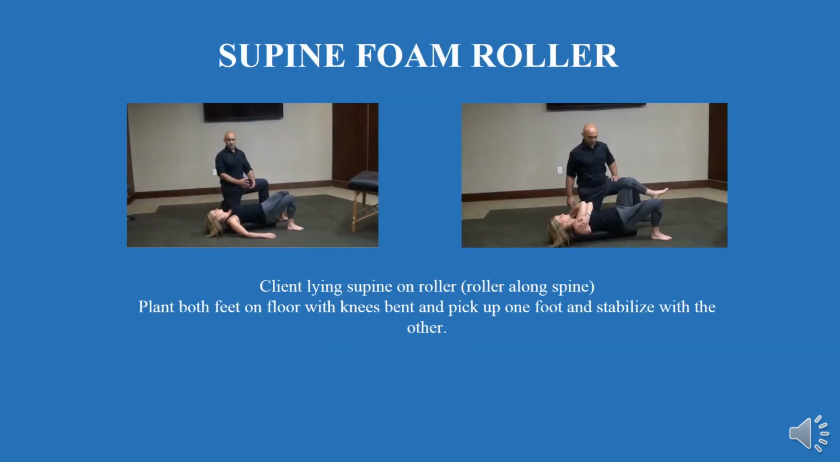The supine foam roller test is a great test for core and hip strength. You have a client lie down on the roller, both hands around the chest, pick one leg up, and don't fall off the roller. You can easily make this into a game by timing how long they can stay on one foot without flying off the roller.